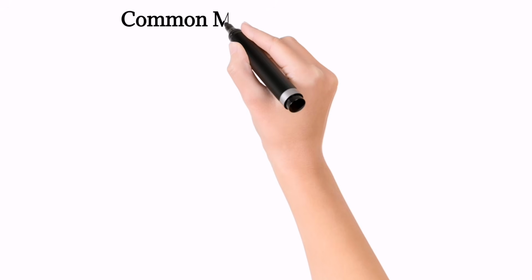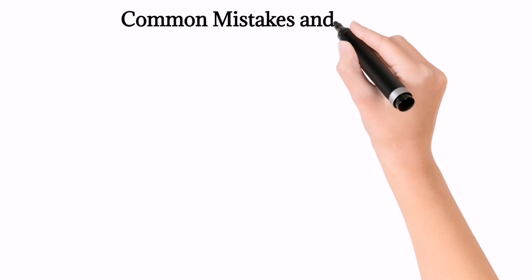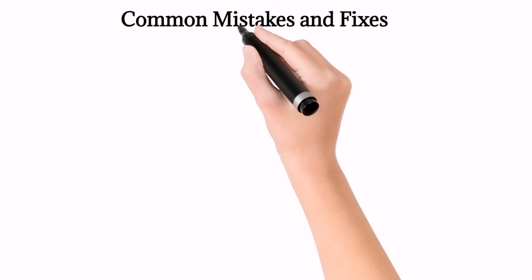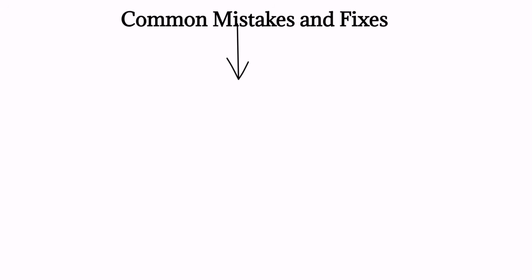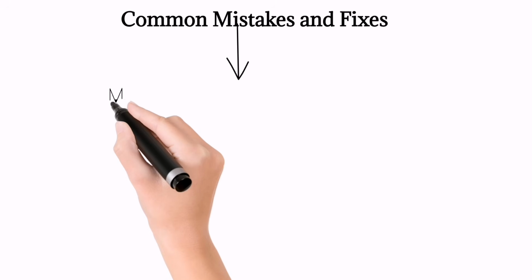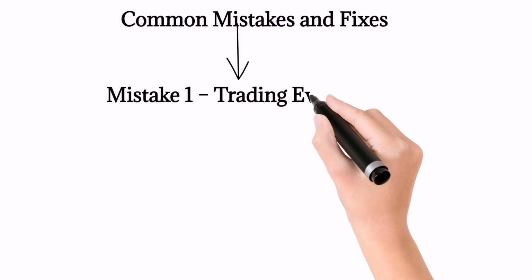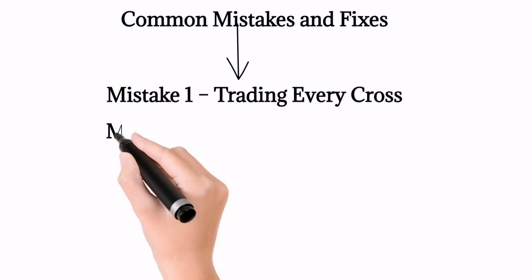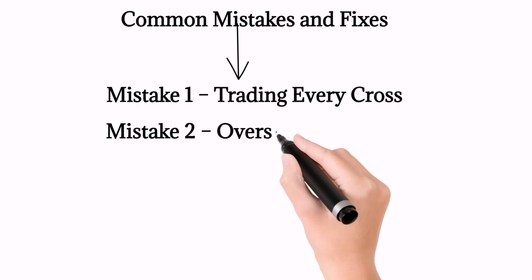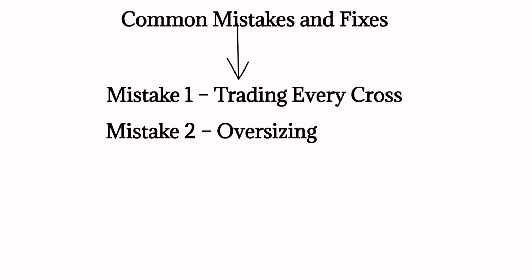Common mistakes and fixes. Mistake 1: trading every cross. Blindly trading every signal burns you in sideways zones. Fix: filter by 200 EMA slope and rising or falling volume. Mistake 2: oversizing. Risking 10% on one trade feels exciting until it blows the account. Fix: cap risk at 2% per idea.